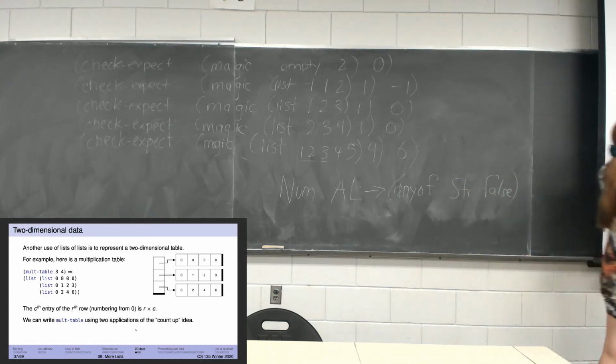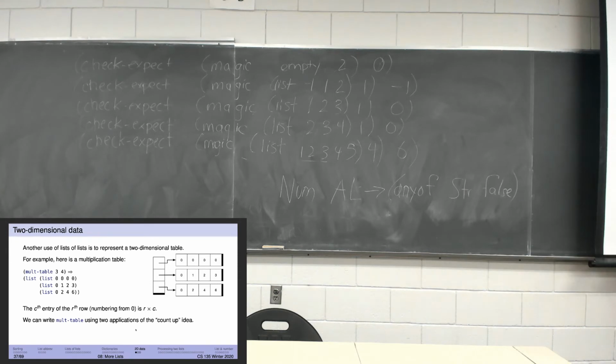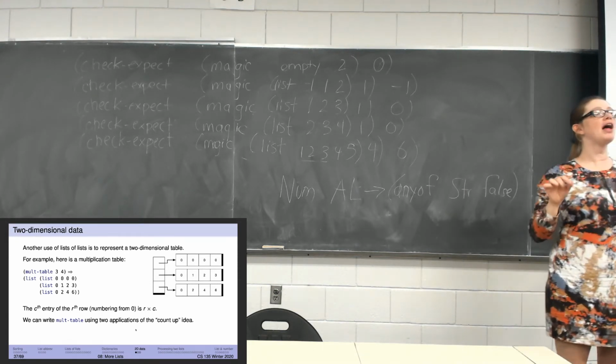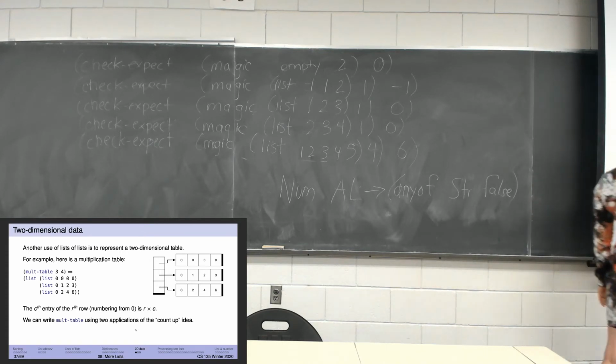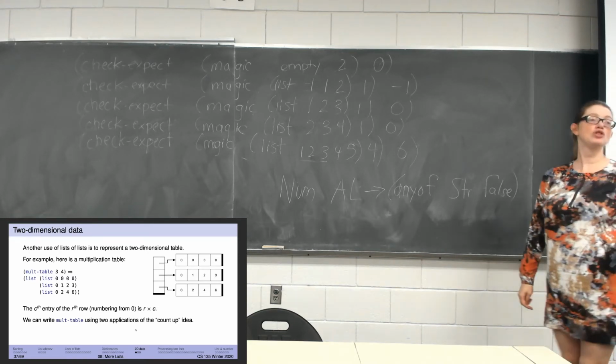So in this column here, this is column 0. That is going to be 0 multiplied by row 0, 0 multiplied by 1, and 0 multiplied by 2. And this box right here, number 6, that is going to be row 2 multiplied by column 3. So 2 times 3.